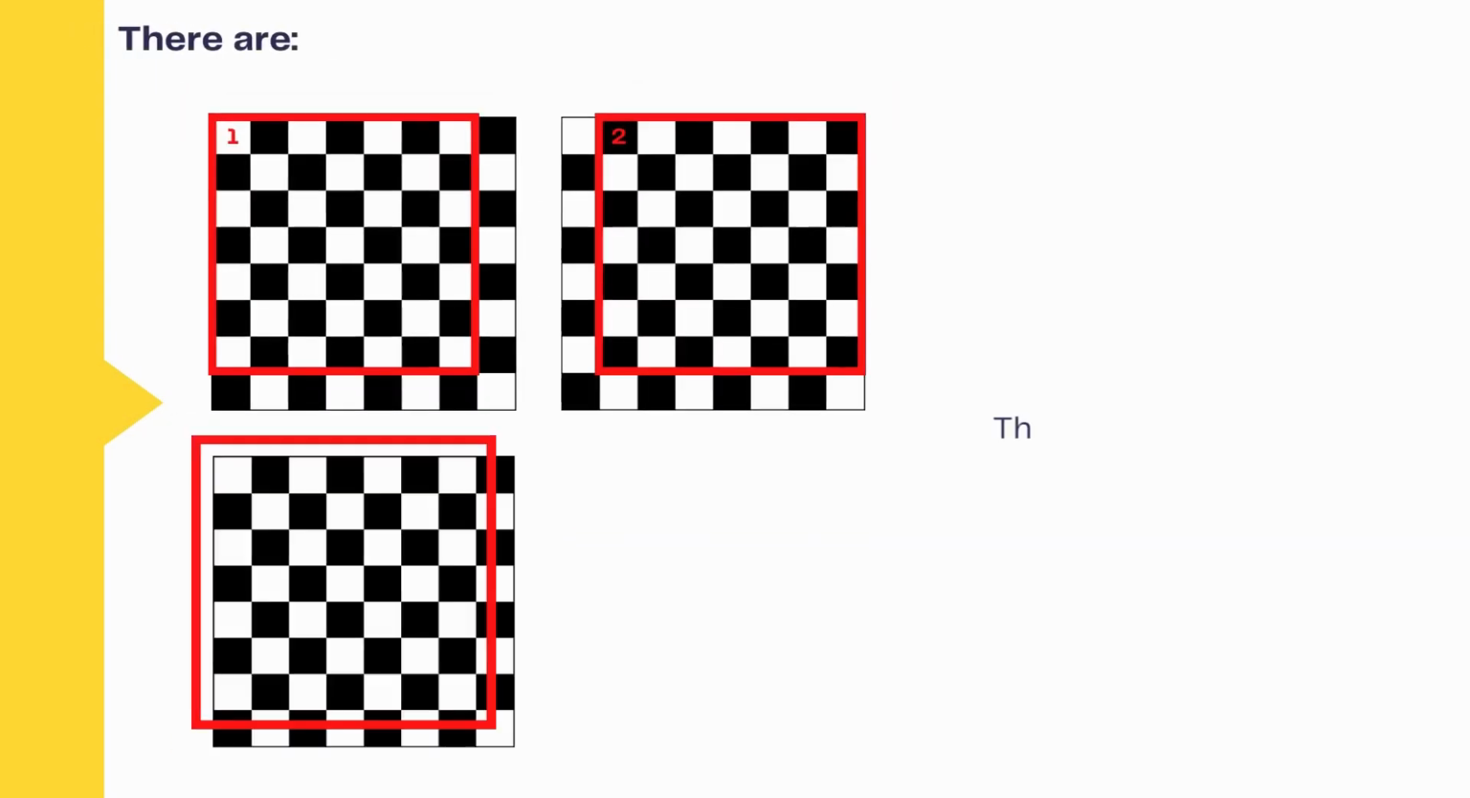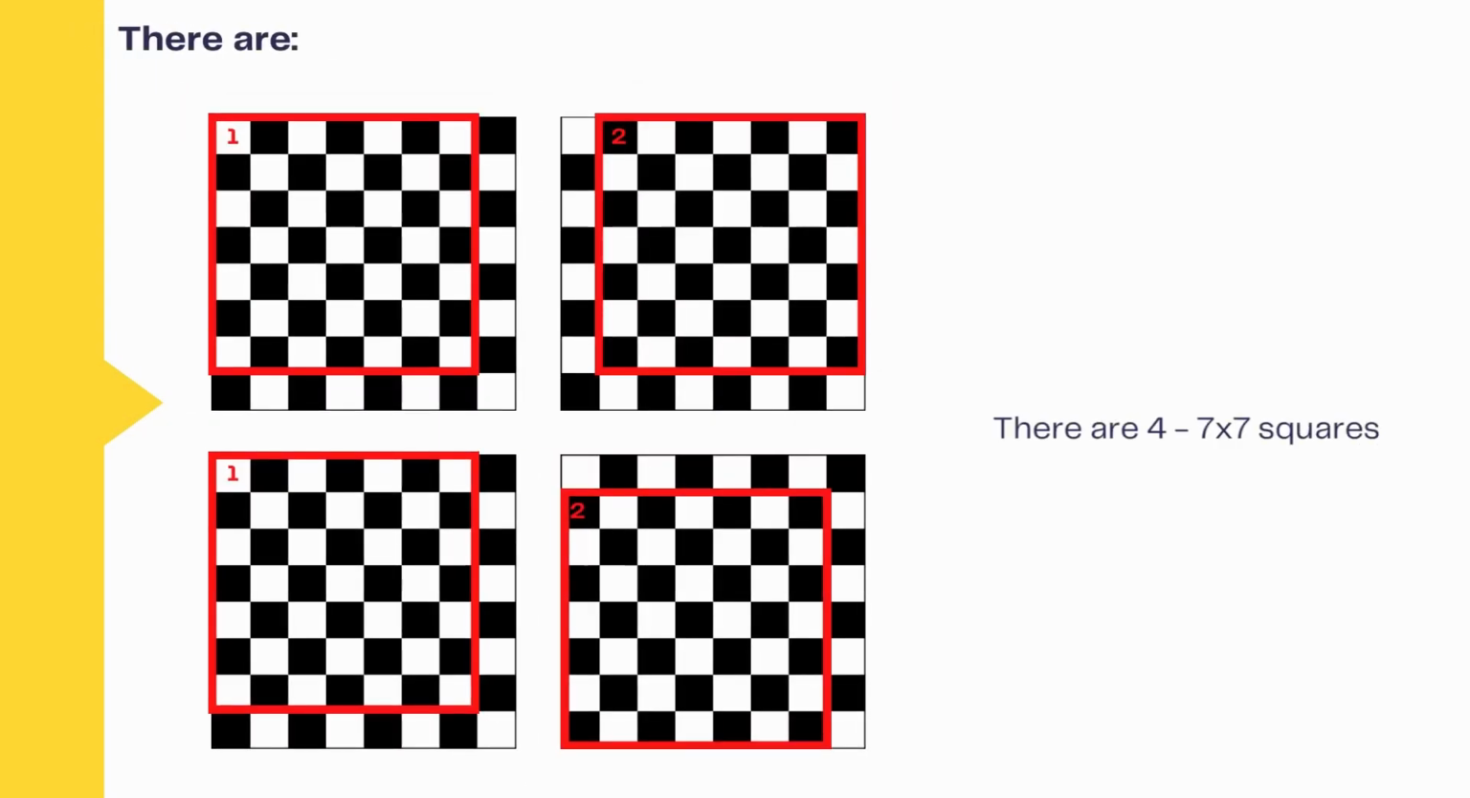For 7 by 7, imagine a 7 by 7 grid line that moves horizontally and vertically. Horizontally, it can move up to 2 spaces until it stops. Vertically, it can move the same 2 spaces until it stops. Therefore, we can say that it moves 2 by 2. Hence, 2 by 2 is 4. So there are 4 7 by 7 squares.